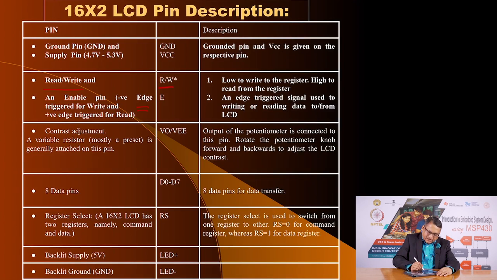Then you have a contrast adjustment on one of the pins. You have 8 data pins D0 to D7, and you have a register select. You have 2 registers, one is for command and the other is for data. So if this value is 0, that means you are sending information to the command register. If this value is 1, that means you are sending information to the data register. And apart from that, you have 2 pins which are the anode and cathode of the backlight LED.